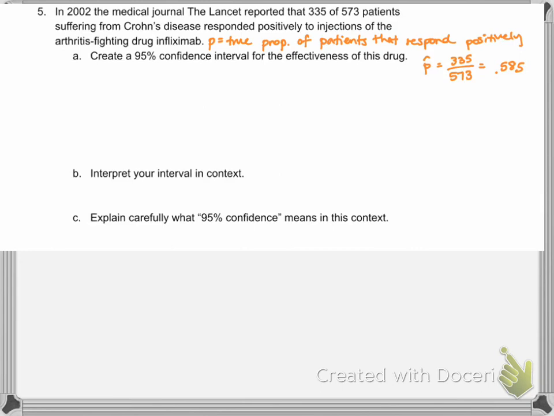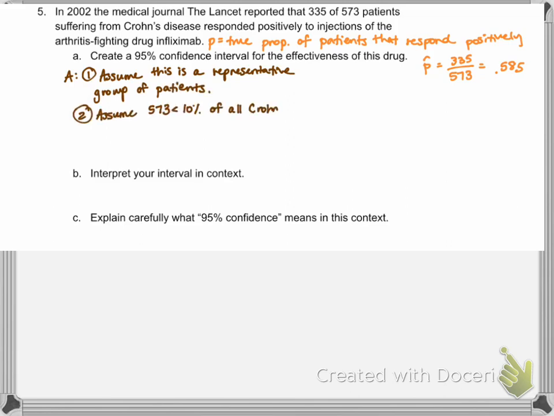Okay, so we're going to check our assumptions and conditions. Number one, we're going to assume that this is a representative group of patients. Obviously it's not a random sample. They're all going to have Crohn's disease, but we're hoping that this represents all Crohn's disease patients well. We're going to assume that 573 is less than 10% of all patients in the world that are potentially taking infliximab. That seems like a fair assumption, although to be fully honest with you, I don't know much about Crohn's disease, so I could be wrong about that. But I'm going to operate under that assumption.